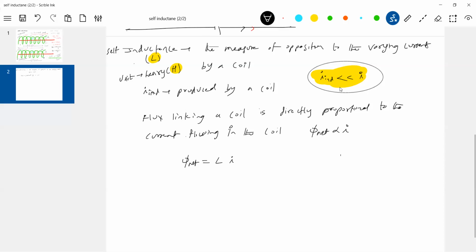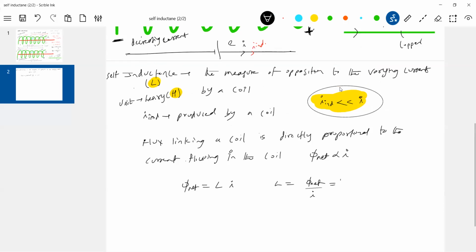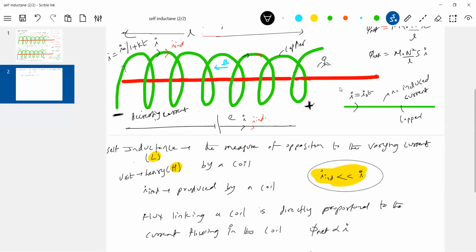So now I'll define self-inductance. What is self-inductance? Net flux linking the coil per current flowing in the coil. So what is the formula for net flux linking the coil? Mu naught N square S I by L.